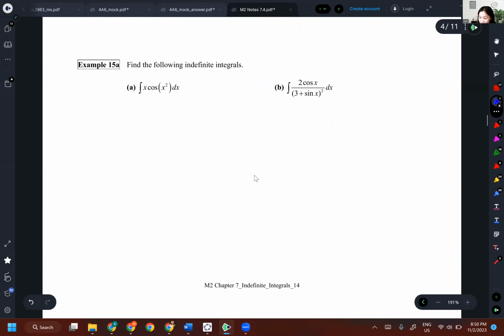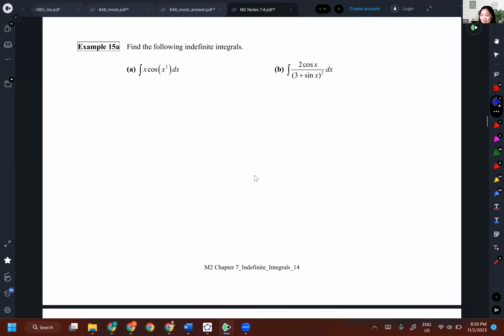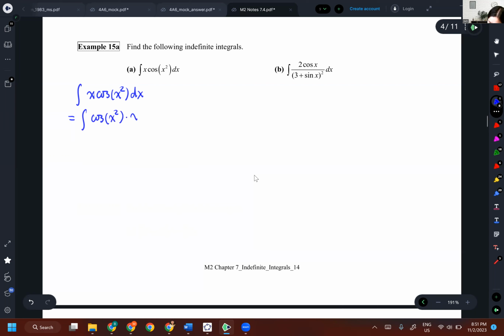So this one, I prepared 2 sets of examples, because in the textbook you only have one. Question 15: integral of x cosine x squared dx. First, my step is to switch the order. Prepare for x dx to be changed to something else. Then here I'm changing cosine x squared. This one is changed to 1 over 2 d(x squared).